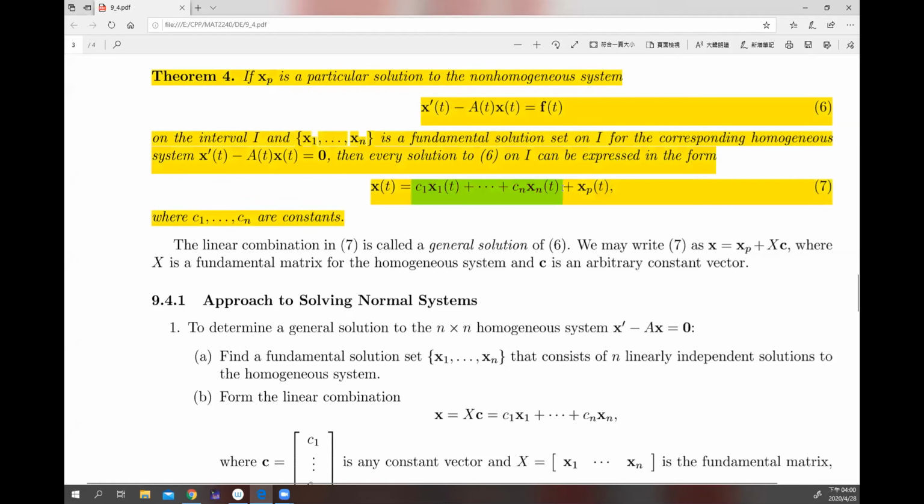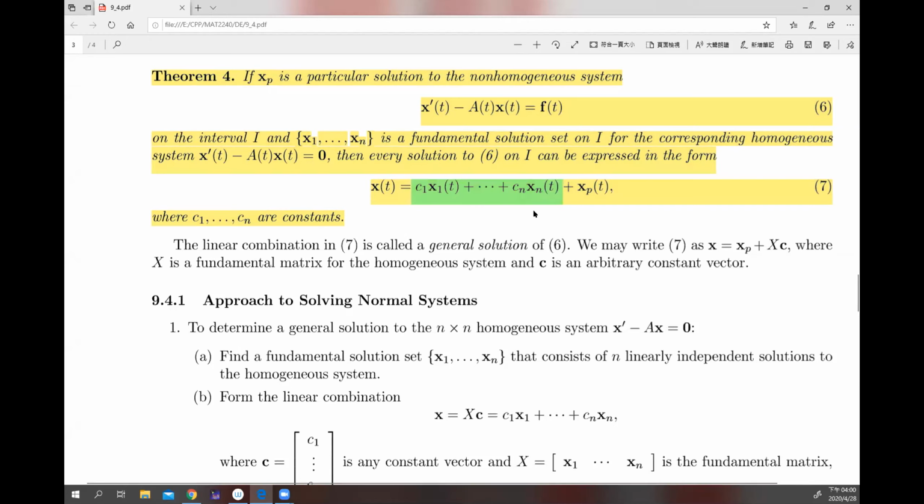Now, that looks familiar, right? That is the homogeneous case, the solution to the homogeneous case, together with the particular solution. So xp is a particular solution to the non-homogeneous system. You just add that at the end of the homogeneous solution. And again, this is very similar to our non-homogeneous first and second order linear differential equation.